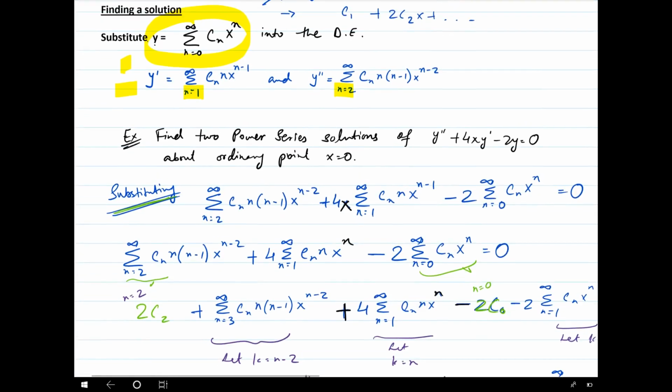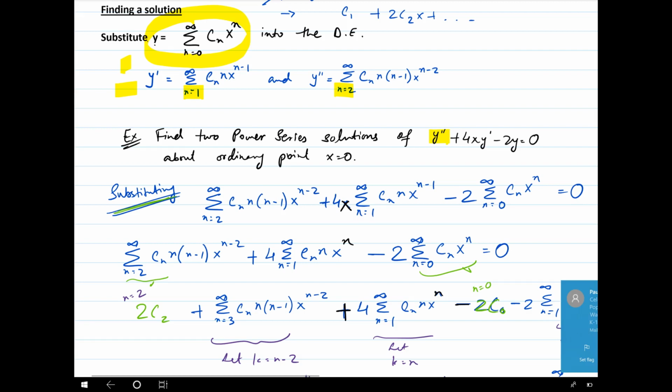So the question is: find two power series solutions of the second order equation y double prime plus 4xy prime minus 2y equals 0 about the ordinary point x equals 0. The idea works the same way we have been doing. So y double prime gets replaced by this right here. Here's your y double prime, plus 4 times x times y prime, the first order derivative, which is here, minus 2 times y.